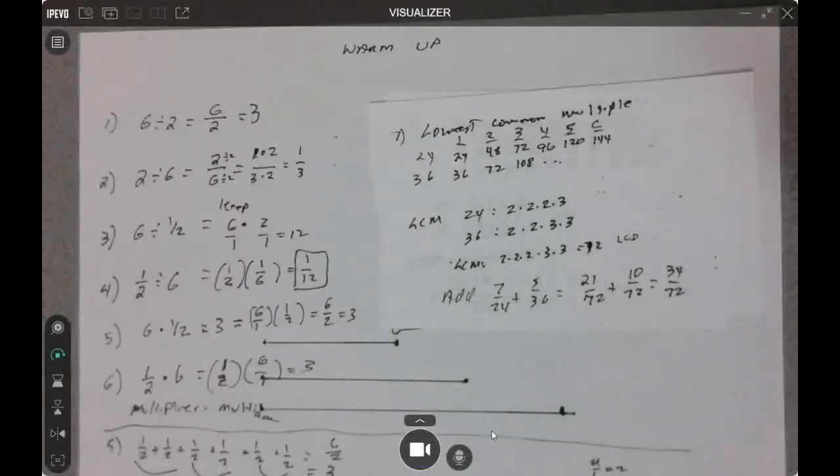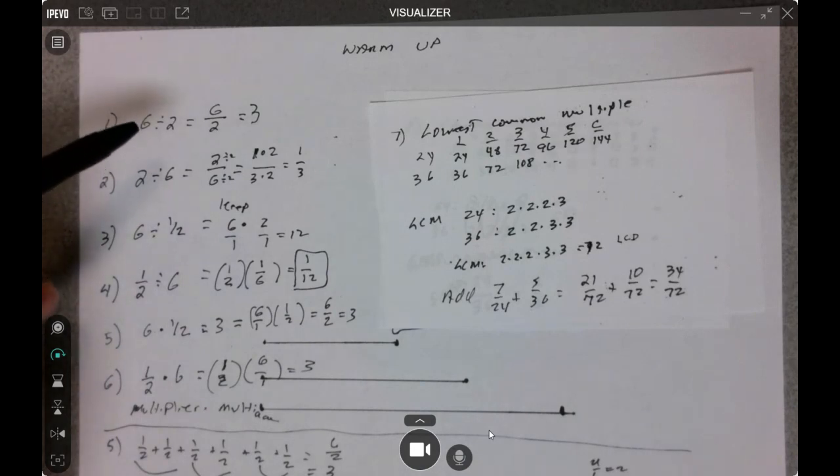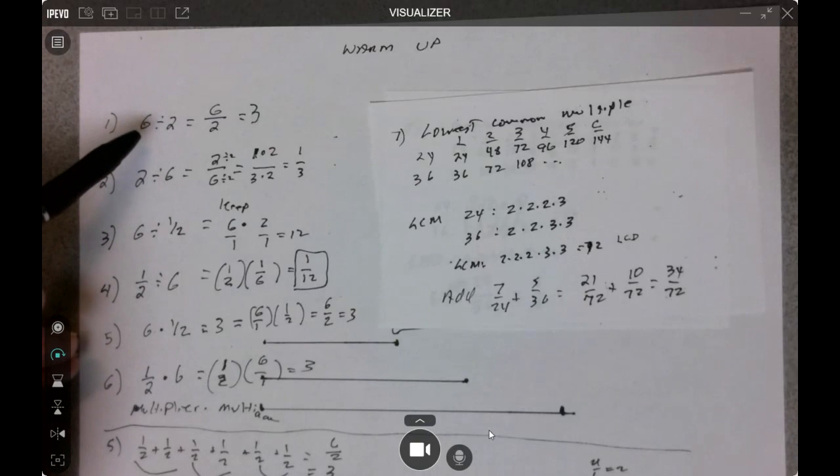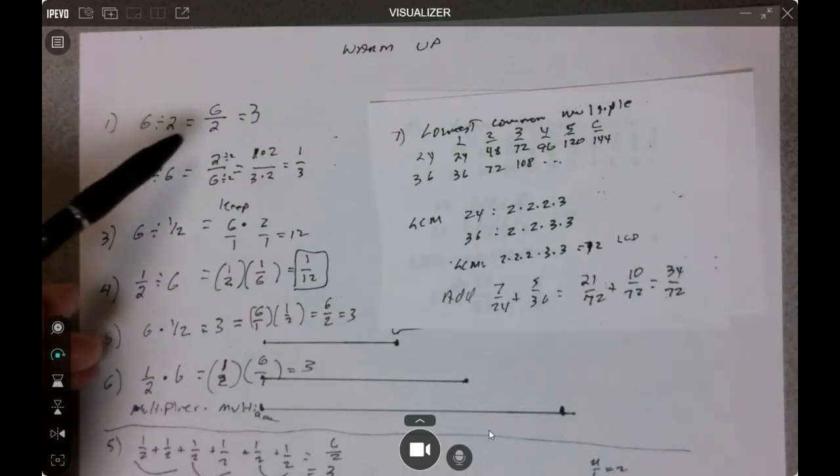Warm up for today started off fairly simple. I was trying to establish the connection between the whole number division work that we've been doing and the division as we will see it in fractions. So here's a simple problem: 6 divided by 2 is 3.